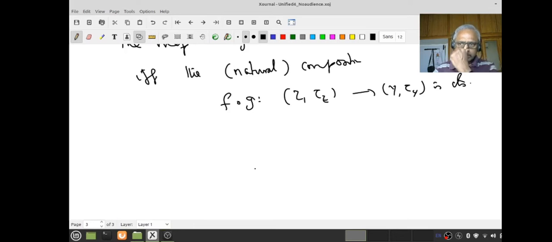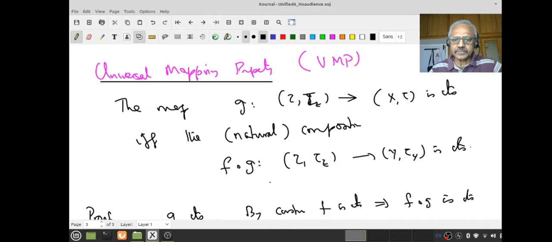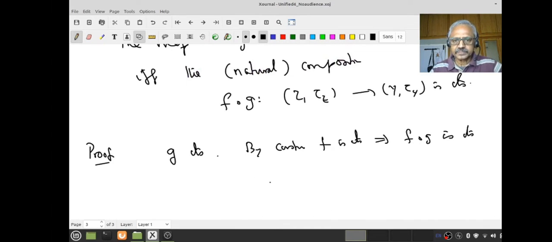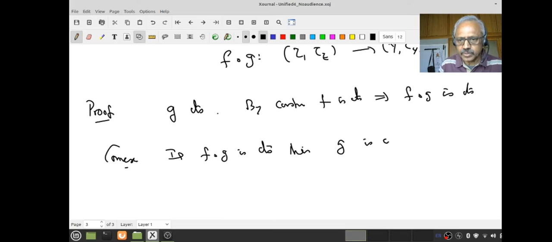Okay. So the proof is utterly trivial. Why? Suppose G is continuous. By construction F is continuous, and therefore F composite G is continuous. Therefore one way is proved. If G is continuous, then F composite G is continuous. Is that clear? So we want to prove the other way around. Converse is what we want to prove. Converse is, if F composite G is continuous, then G is continuous. We want to prove that.